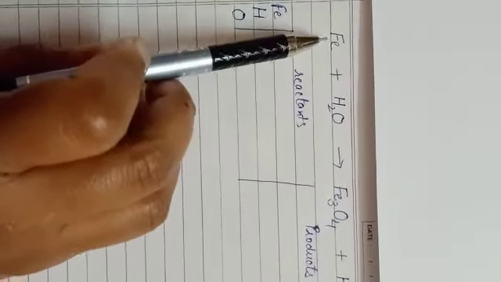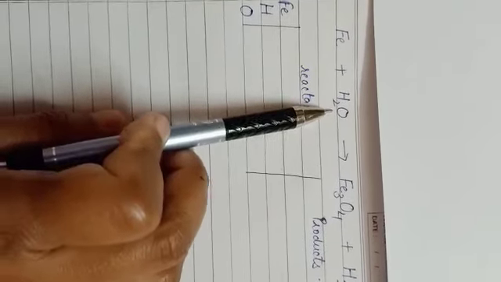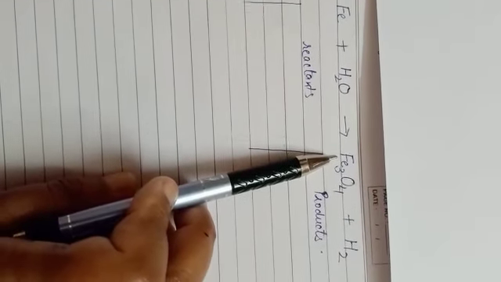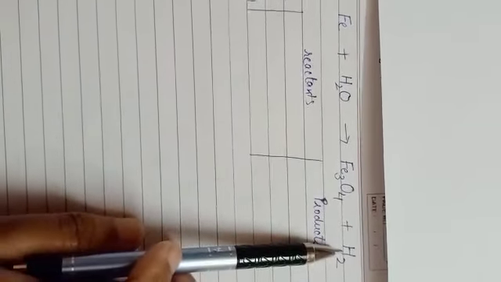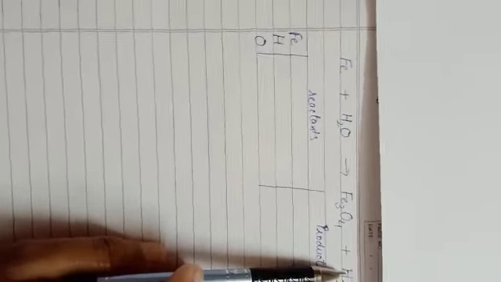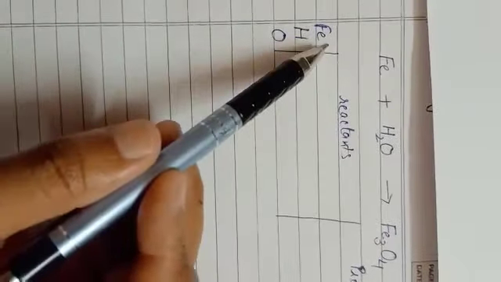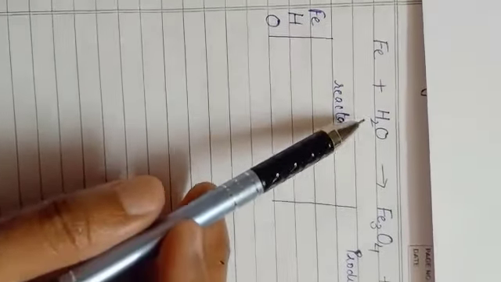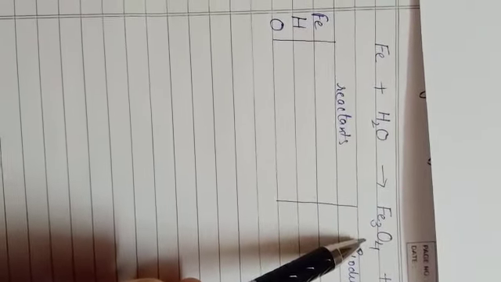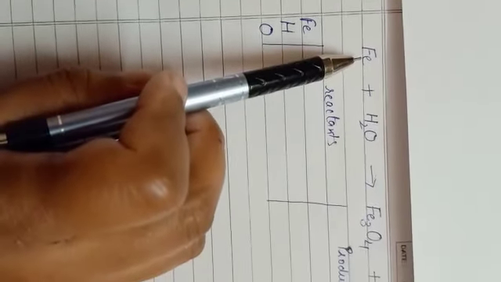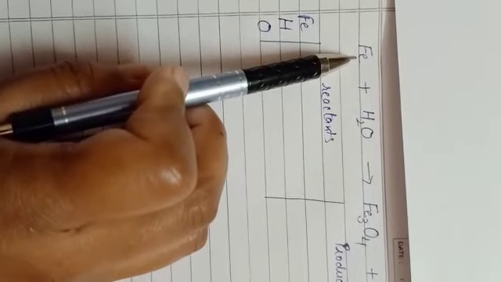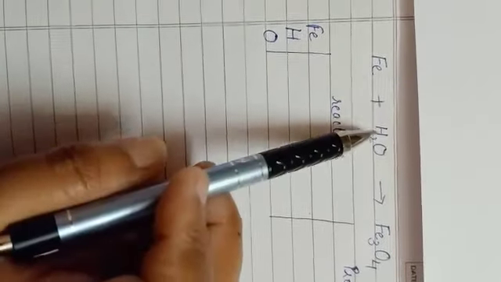Now we have another equation. In this equation, iron combines with water to form iron oxide and hydrogen. So now let's count the number of atoms of each element on reactant side and on product side. So there are how many elements involved in this equation? There is iron, hydrogen, oxygen.